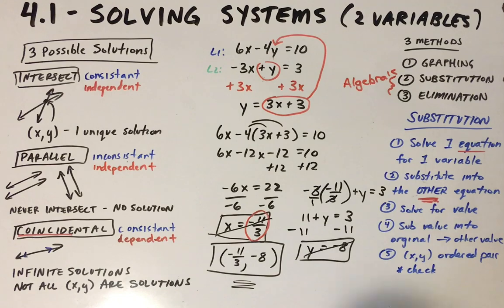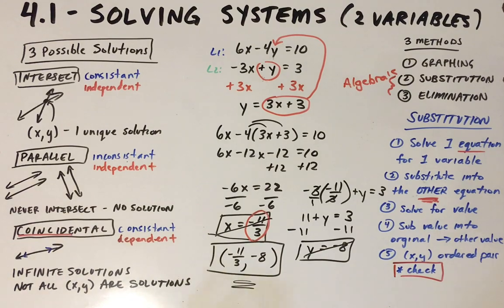Whether you solve for y, it'll spit out x. If you solve for x, it will spit out y. Then I made sure to write my answer as an ordered pair. Now I'm going to go through this last part, which is to check. Remember, we're going to check by asking, are they both true statements?